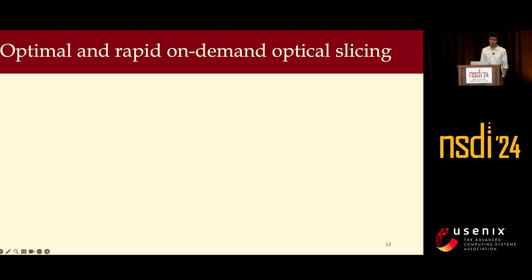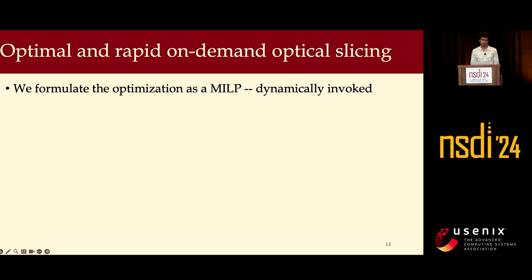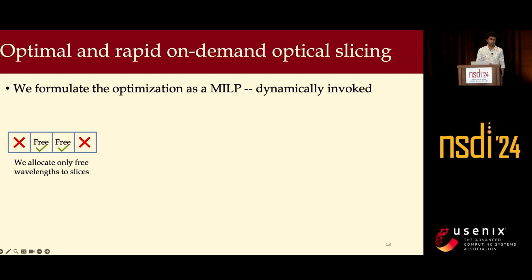So now let's make this more complicated and realistic and such that it fits our problem. So we formulate our problem as a mixed integer linear program, which can be dynamically invoked when the demands change. And then we borrow constraints from the physical properties of the network as constraints for this linear program. So the first constraint is we can allocate only free wavelengths on the spectrum to slices.